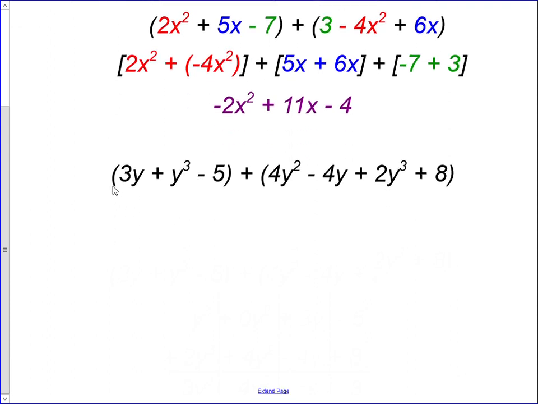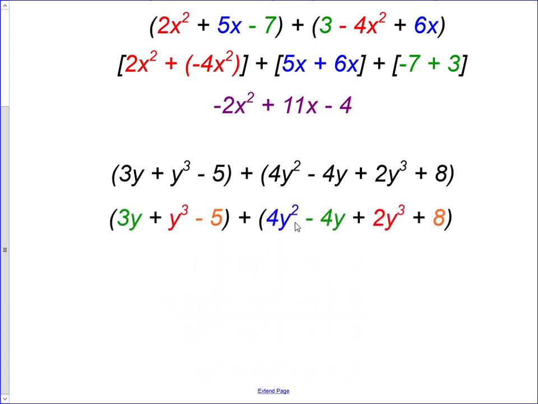So again, on this one, we've got 3y plus y to the third power minus 5, and we're going to add to that 4y squared minus 4y plus 2y to the third power plus 8. Well, again, let's identify our like terms. As we look at this, we see that y to the third and 2y to the third are like terms. We have a 4y squared here, but we don't have one over here. We have 3y and a negative 4y, and then we have negative 5 and positive 8.